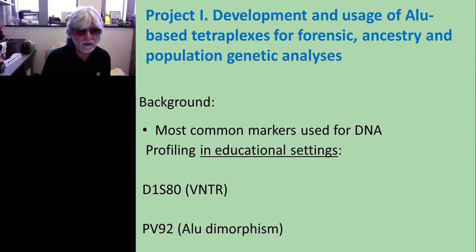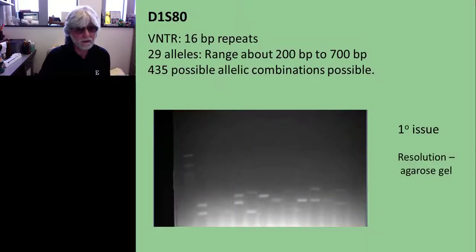As background for educational settings, the most commonly used markers, where students take a swab of their DNA and then do PCR and run an agarose gel, are the D1S80 VNTR and the PV92 ALU dimorphism. And so those are the two main markers used. Okay, they're simple to use. D1S80 is the VNTR, with 16 base repeats. There's 29 alleles, so it's informative, with 435 possible combinations.